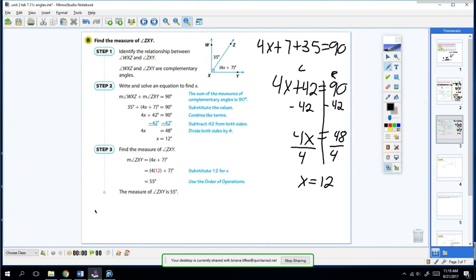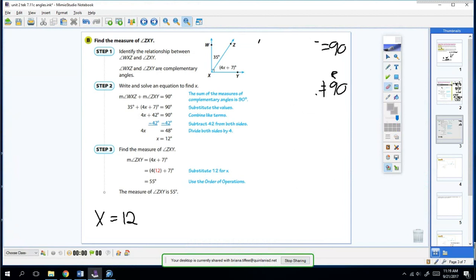So I'm going to put x down here as x is equal to 12 because this is not my answer. This is just showing me my missing variable. What I need to do now is find my missing angle. The missing angle I'm missing is ZXY. So my angle ZXY is right here. It says it is equal to 4x plus 7.